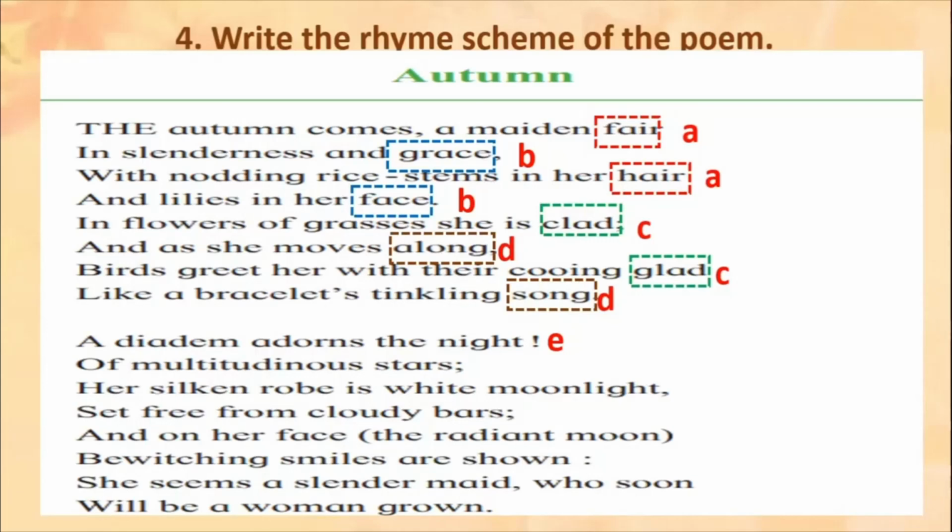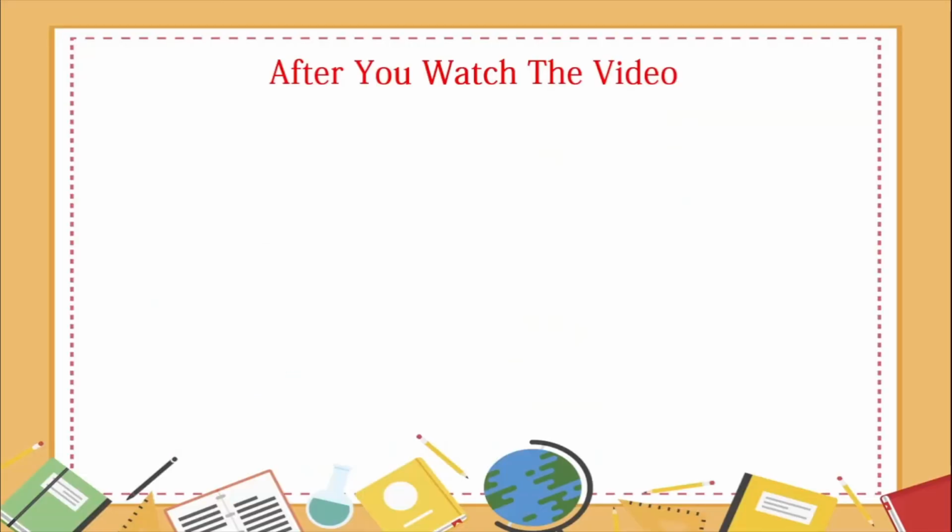So we talked about autumn again here in the second video. We read the poem. We understood the meaning of the poem. We discussed new words which appeared in the poem. We also looked at some exercises in vocabulary and some exercises based on figures of speech. And also here we looked at what the rhyme scheme of the poem should be.